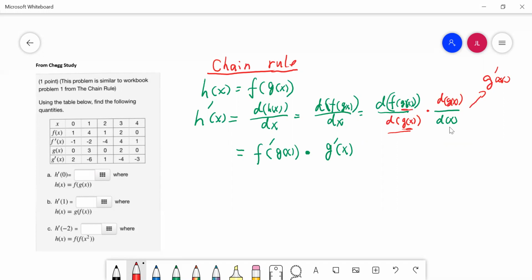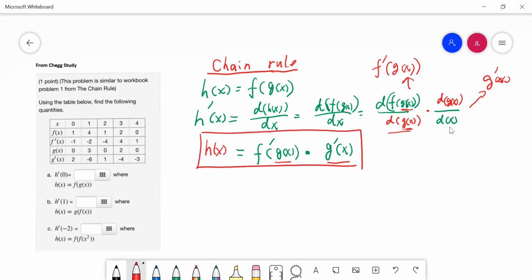So this is d f(g(x)) over dg(x). This actually is the derivative of the f function with respect to g(x). So we can simply write this equal to f derivative with respect to g(x) times g(x) derivative with respect to x. So this is what we call the chain rule. This is a very powerful rule when we do differentiation.